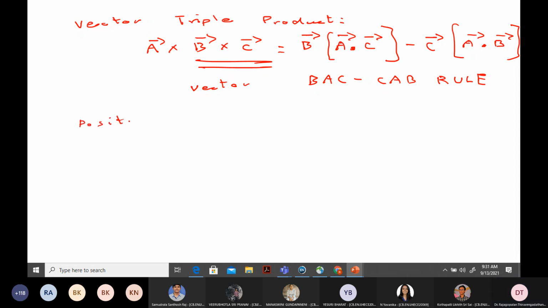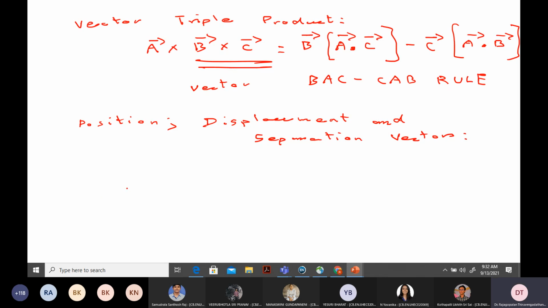Position, displacement, and separation vectors. So let us say this is my point O, which is my source.